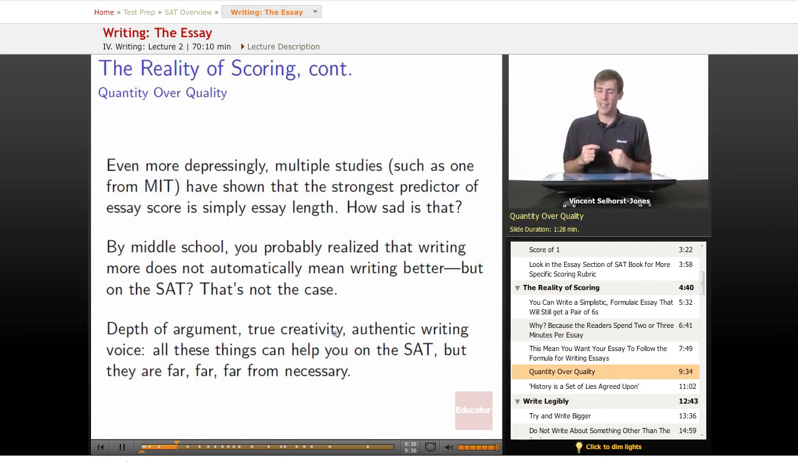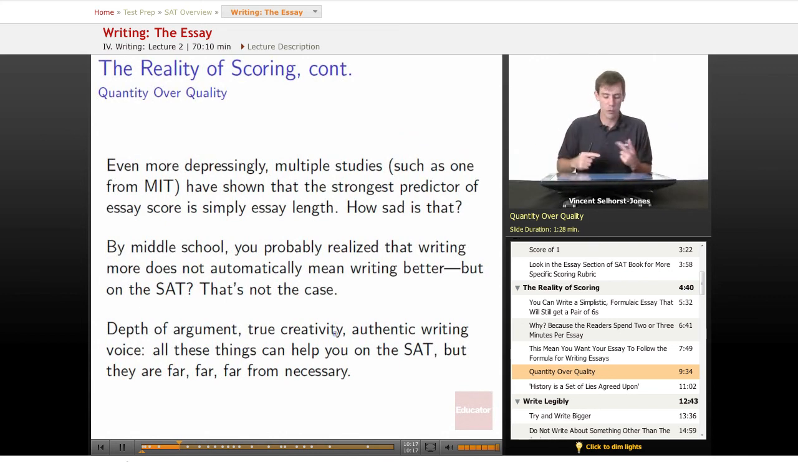Also, even more depressingly, multiple studies, such as one done by MIT, the Massachusetts Institute of Technology, which you've probably heard of, have shown that the strongest predictor of essay score is just the essay's length. The number of lines written on the essay is the best way to figure out how it's going to score on average. That is just heart-wrenching if you want to think about what makes good writing. That is not the way to encourage good writing, saying, oh, hey, just write a lot of words and that's good writing. By middle school, I'm sure you realized that writing a lot of words did not make your essay good, did not make your writing better. On the SAT, though, that's not the case.